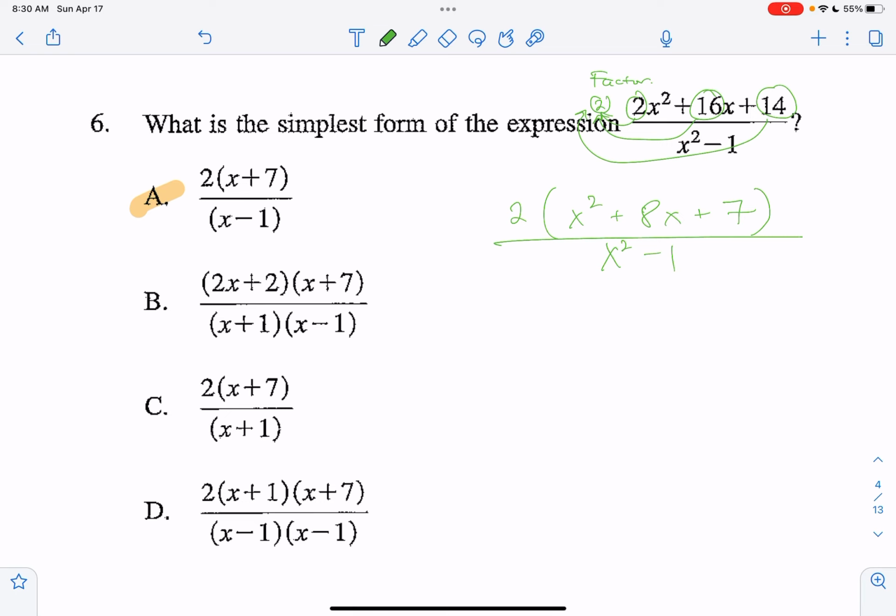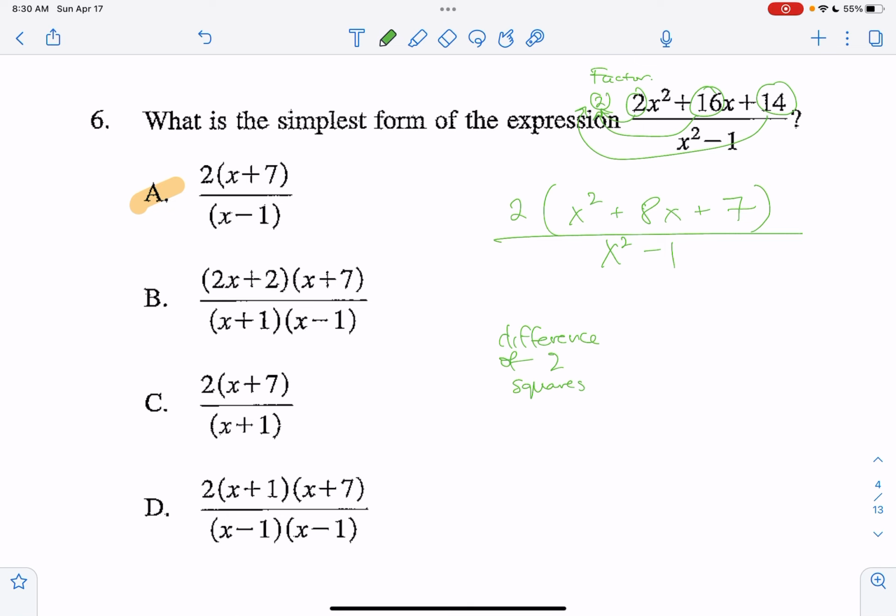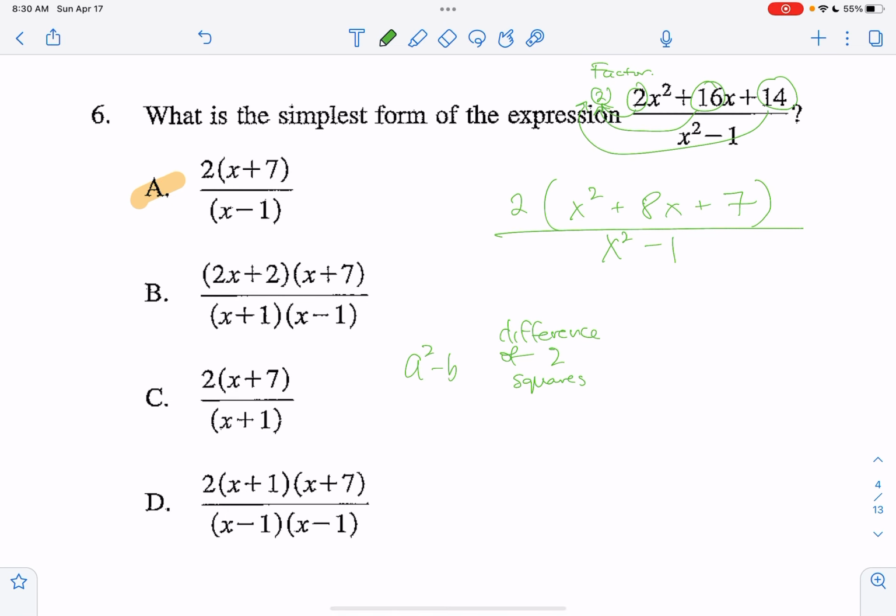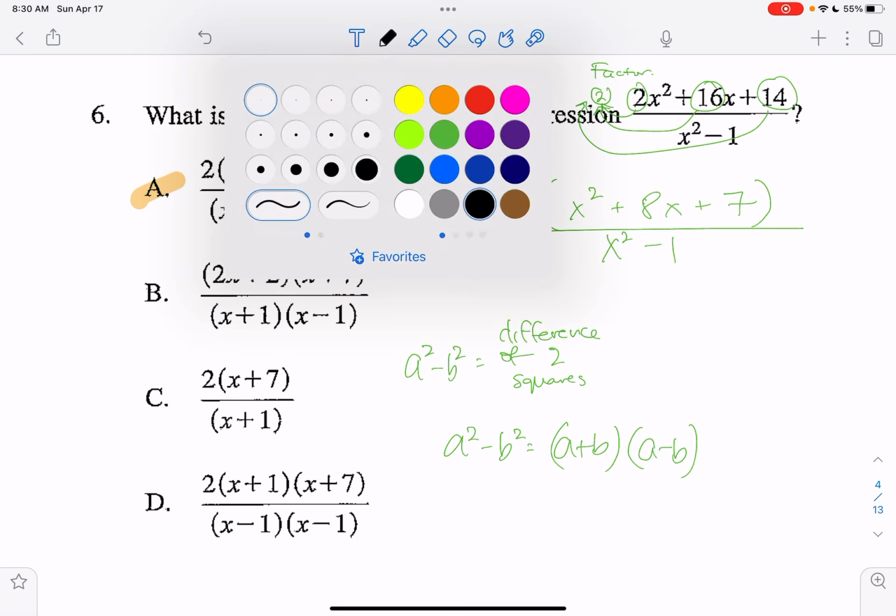Now you can factor both the numerator and the denominator. The denominator, x squared minus 1, is a difference of 2 squares. Instead of x squared minus 1, you can make this a general form, a squared minus b squared, known as the difference of 2 squares. A squared minus b squared will factor into a plus b and a minus b. And you can FOIL this to double check.